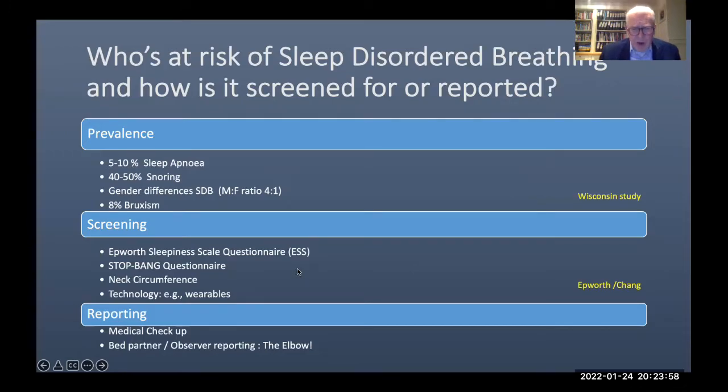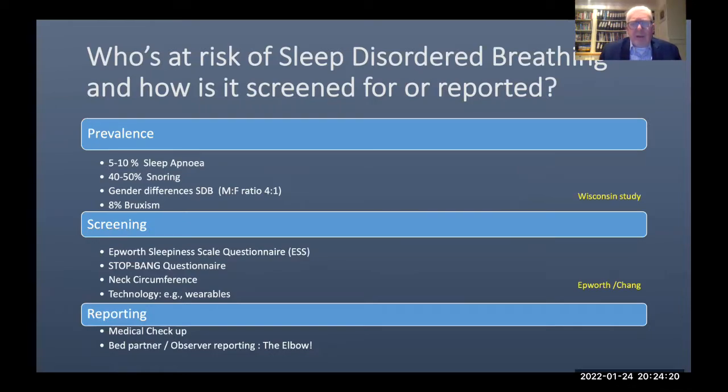So how does the reporting mechanism occur? Well, there's the medical checkups. Physicians are more aware of this condition now. They're more aware of the need to refer. They refer to ENT surgeons, to respiratory physicians and sleep physicians, depending on the severity and presence of symptoms.